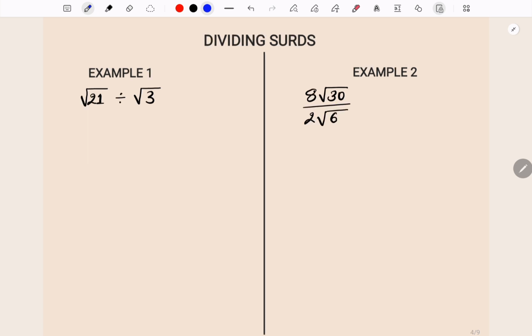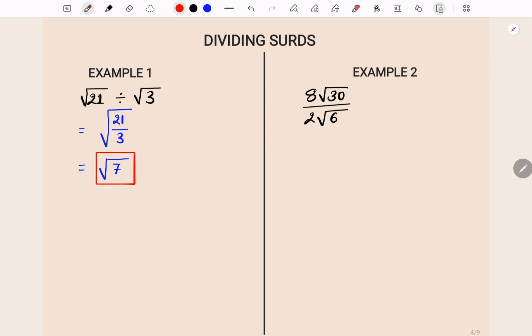Now let's divide surds. Here we have square root of 21 divided by square root of 3. Using the rules we just learned, I can write it as square root of 21 over 3. 3 times 7 is 21, so I can write it as square root of 7. And it would be the final answer.